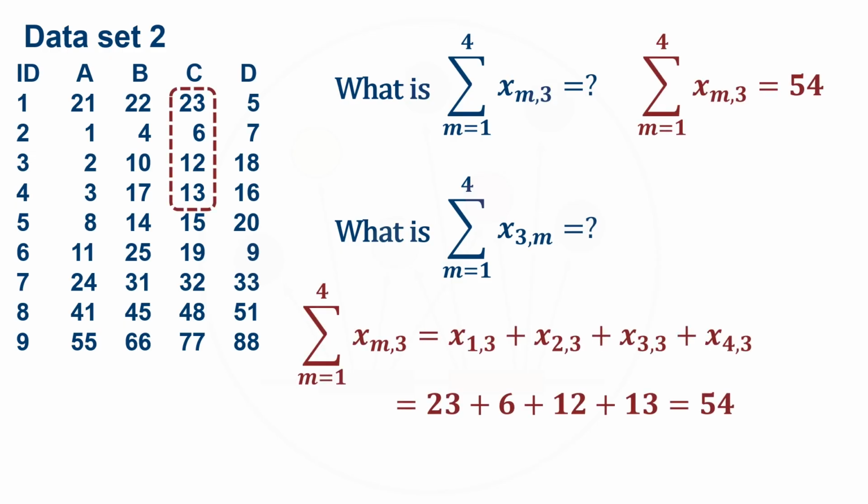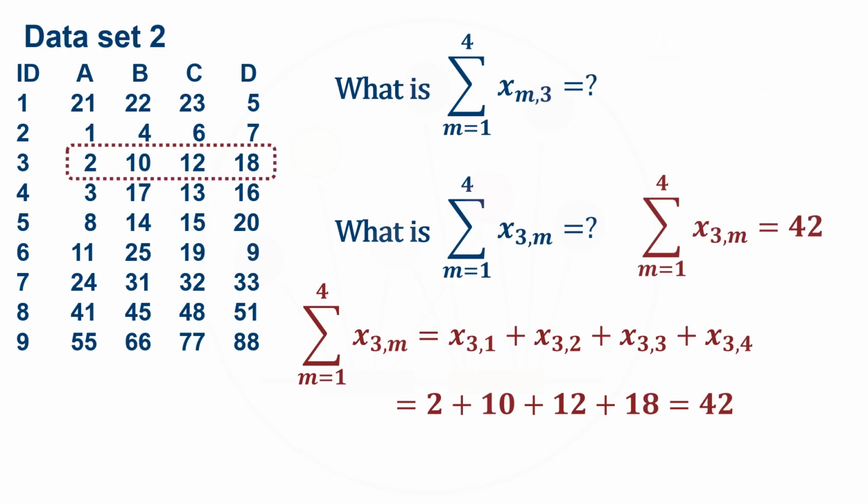For our first summation, m from 1 to 4 of x m,3, m, the first subscript, is going to change: 1, 2, 3, 4. So that's going to give us x1,3 plus x2,3 plus x3,3 plus x4,3. The row is changing 1, 2, 3, 4 in the third column, represented by the dashed rectangle in the table there. So those are the values: 23 plus 6 plus 12 plus 13 equals 54.